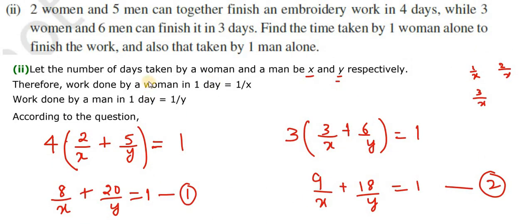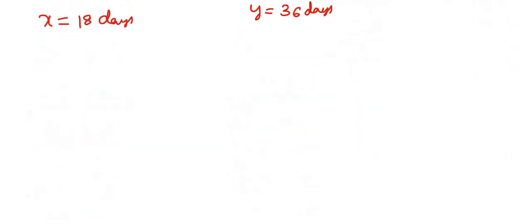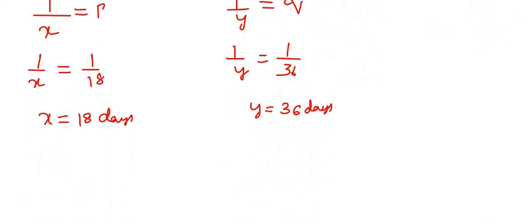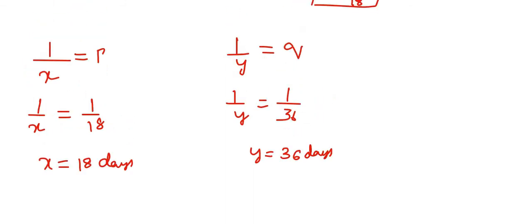So therefore the number of days taken by a woman, x, is 18 days, and by a man is 36 days. So from this you can come to know that girls do the work faster, but it is not true actually. Boys will do faster. Okay.